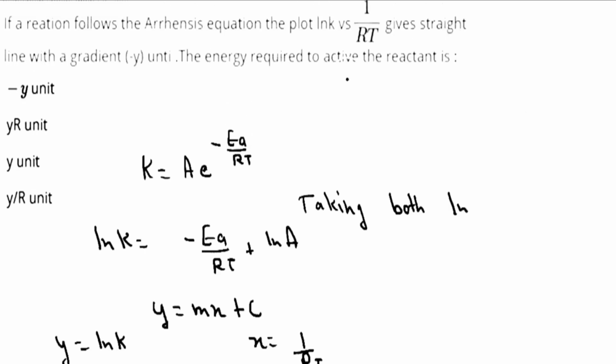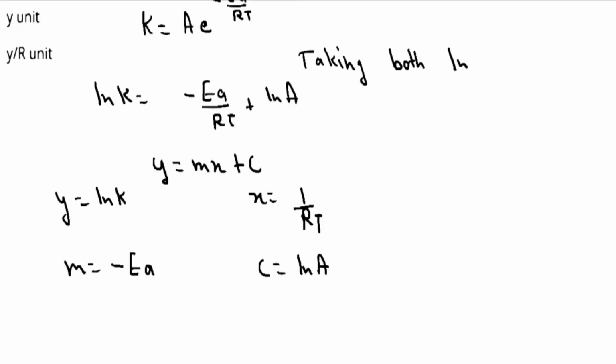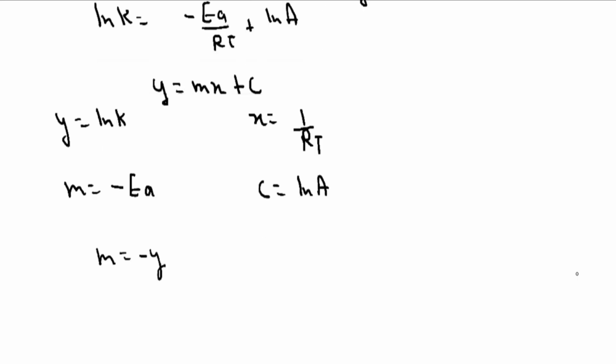Now it is saying that the slope gradient is equal to minus of y unit. So as we know, this is the slope and this is equal to minus of y. So m is equal to minus of y. We know the value of m here, which is minus of Ea. So minus of Ea is equal to minus of y. Negative will be cancelled out by this one. Now Ea is equal to y here.